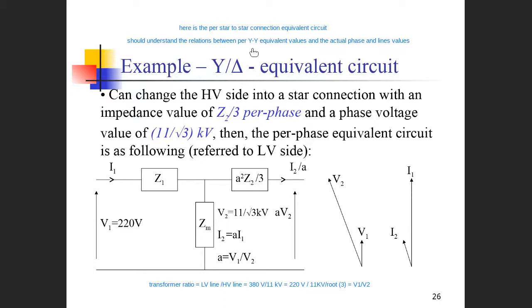So depending on whether it is originally a star-star connection, star-delta connection, or delta-star connection, our equivalent circuit is always a star-star connection. So then, based on the equivalent circuit, we have some values there. You should understand that these per star phase values relate to the per phase or line values in practice, depending on the practical connections of the transformers. Okay, you should clearly understand the relationship.